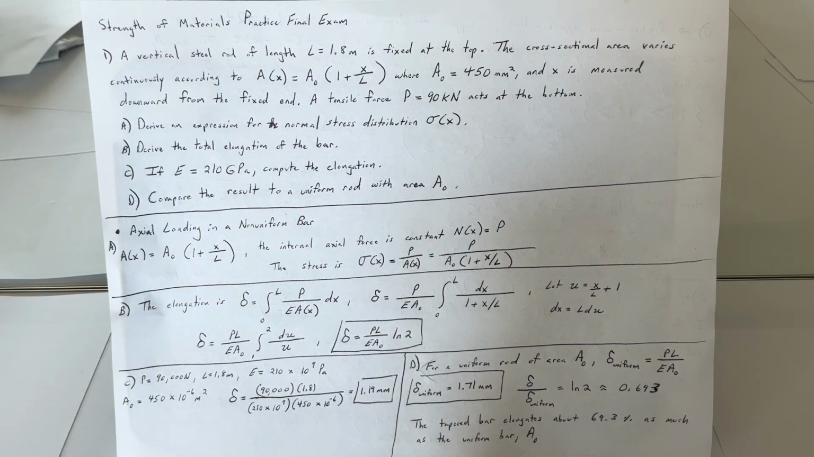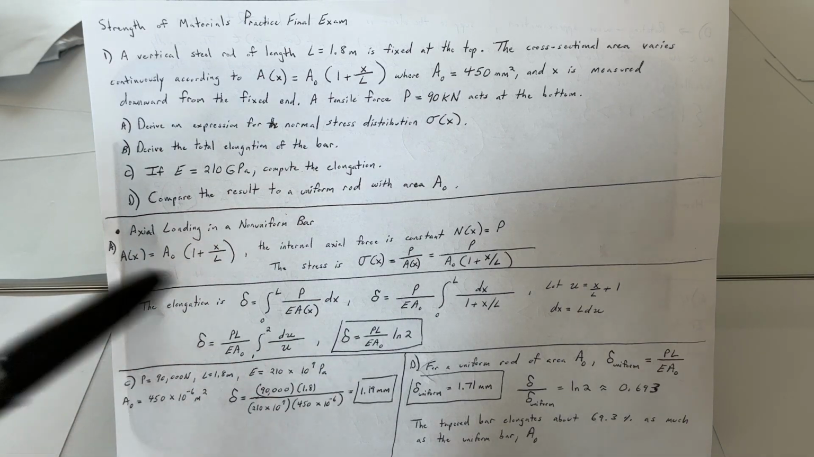And part C, P equals 90,000 and L equals 1.8 m. E is 210 times 10 to the 9 Pa. So A naught is 450 times 10 to the negative 6 m squared, and then just substituting, delta here equals 90,000 times 1.8 times ln 2 divided by 210 times 10 to the 9th times 450 times 10 to the negative 6, we get 1.19 mm.